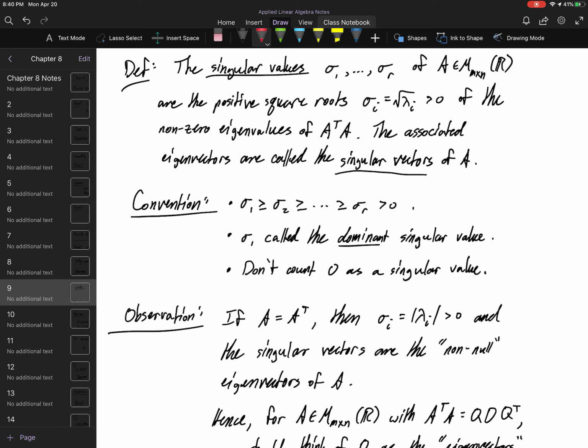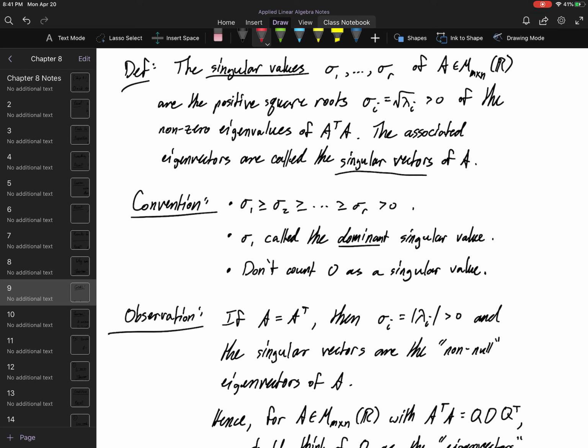So we're going to order these from greatest to least: sigma 1 bigger than sigma 2, all the way down to sigma r. And all of these are going to be positive numbers by definition. Sigma 1 we're going to call the dominant singular value. This is going to be the largest contributor to some property of A, the most impactful, most dominant part of A. So we just want to make sure in this convention that we don't count 0 to be a singular value.